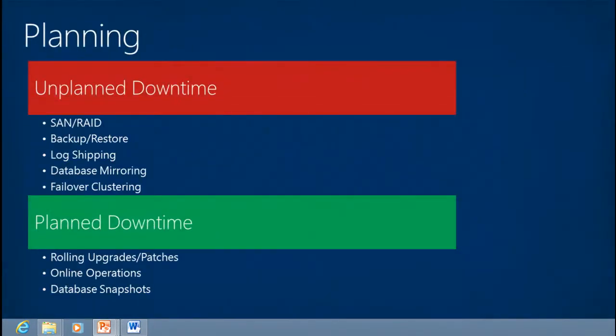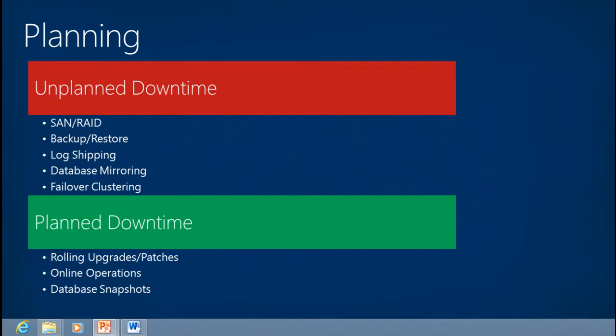So when you think about planning, you have unplanned downtime and you have planned downtime. If you think about unplanned downtime, the technologies that protect you from that are RAID, so having redundant arrays of disks. We go back to our MCSE days, we think about RAID 10, RAID 0+1, RAID 5, and then of course there are proprietary systems such as RAID DP and RAID 6, but that's disk-based. Then you have backup and recovery, log shipping, database mirroring, failover clustering.